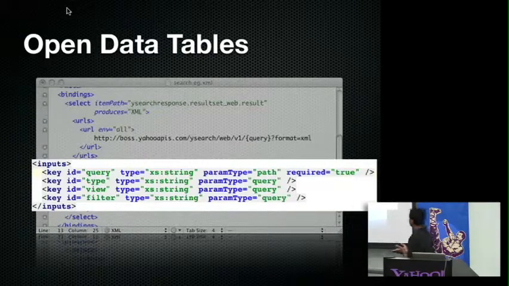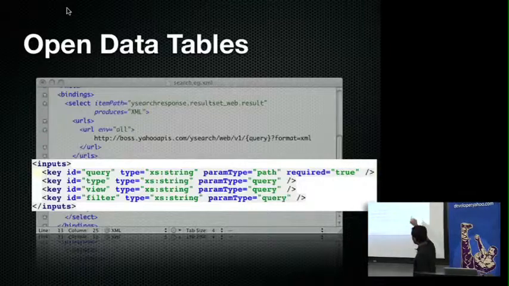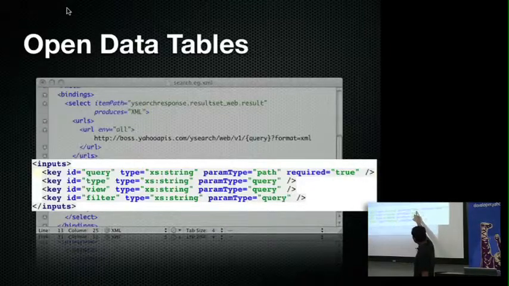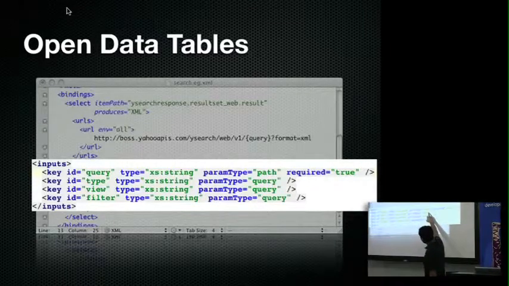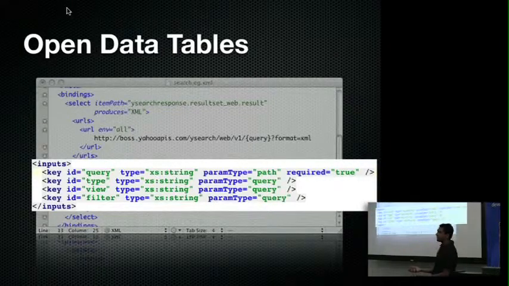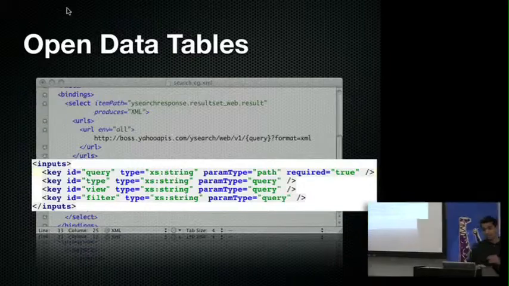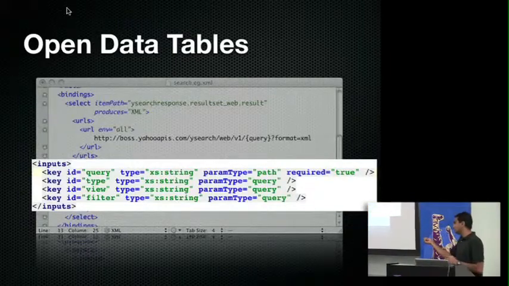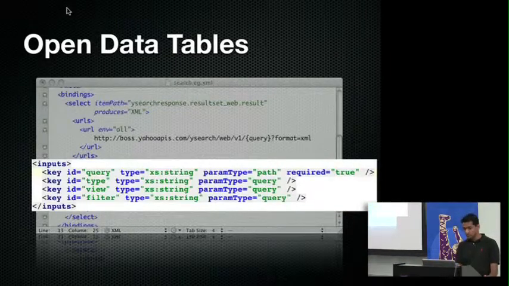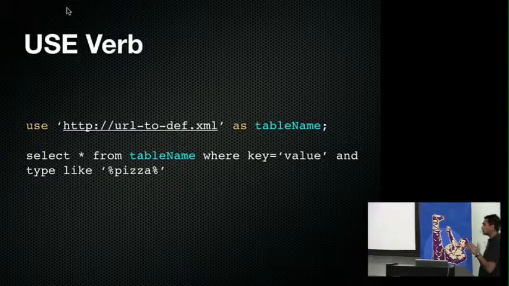In this particular case, we had the query attribute as required. That's the only required path parameter sent to this particular query. The remaining are all optional, and they are of param type query, so they are query parameters. They'll be appended to the end of this URL before the URL is created and sent to the web service. So that's Open Data Tables 101. Now, once you've created your Open Data Table, what do you do with it?